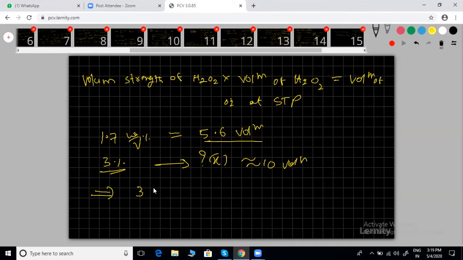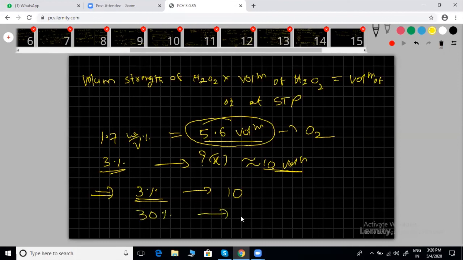So generally H2O2 we are measuring as 3%. Okay, 3% solution of H2O2. This is the marking. So 3% equal to how much volume are we getting? 10. Now we only calculated 1.7%. Already we proved that it equals 5.6 volume. This volume is nothing but what? Volume of O2 at STP they are giving. Same here. If 3%, how much will you get? Simple testable calculations. If 3% is 10, then 30% is 100. Very simple. 100 volume.